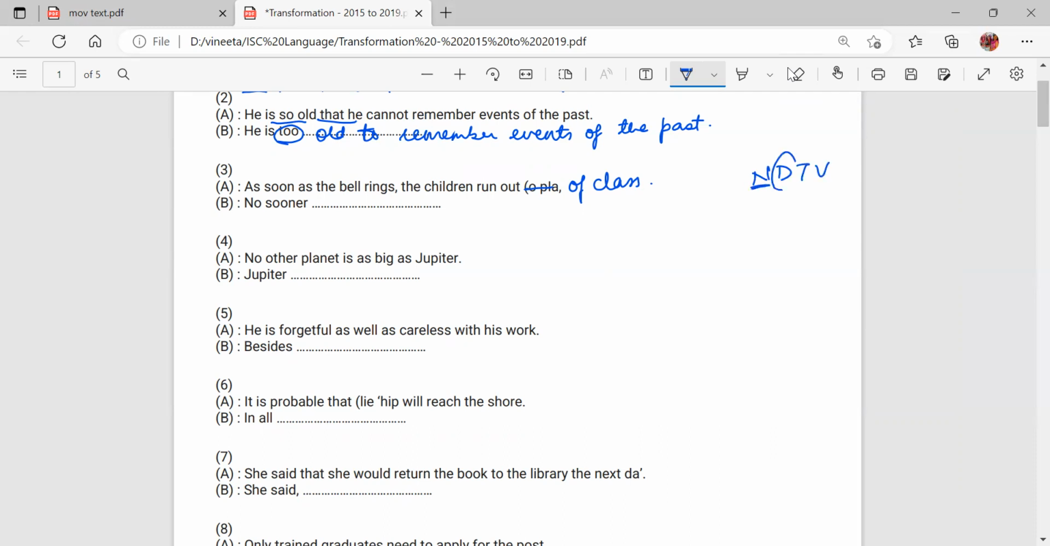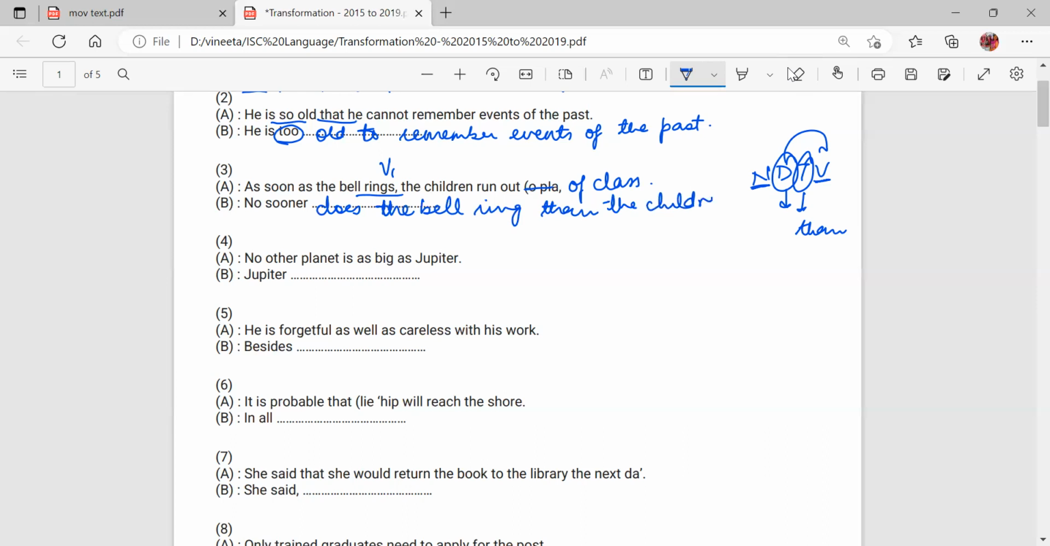Like N is for no sooner, D is for do, does, did. It depends on the tense of the sentence, original sentence. T means then, that then has to be there, and V is for the verb according to this do, does, did. Like as soon as the bell rings, the sentence is having first form of verb. It means that it is present tense. So with the bell, we will be using no sooner does. No sooner does the bell ring, then comma is replaced by then, and after that the sentence is same.